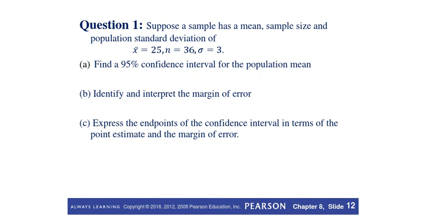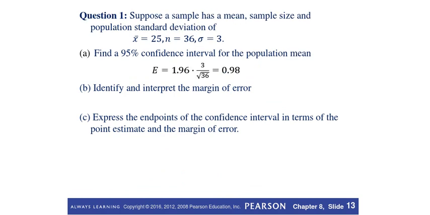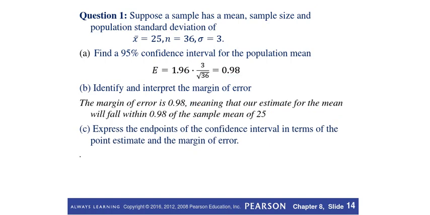Here's an example. Let's say that we took a sample and found that our mean was 25. We took a sample size of 36, and the standard deviation for the population is known to be 3. To find a 95% confidence interval for the population mean, we're going to find our margin of error first. In this case, z alpha over 2, 1.96, is multiplied by 3 divided by the square root of 36. So we come up with 0.98. This margin of error is 0.98, and this means that the estimate for our mean will fall within 0.98 of the sample mean.